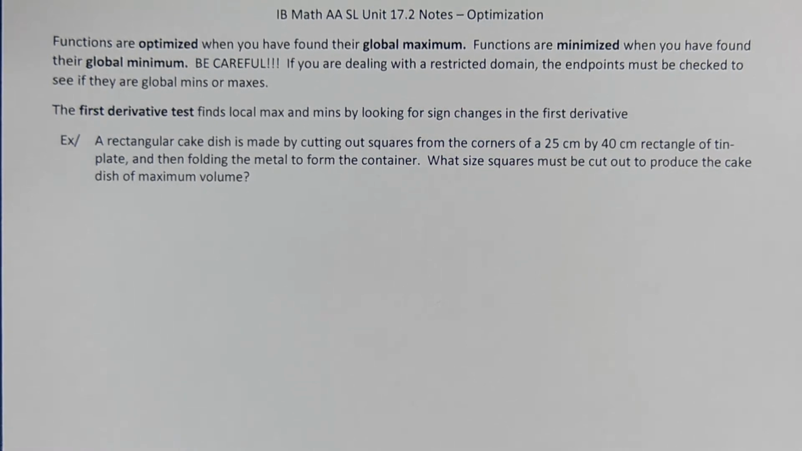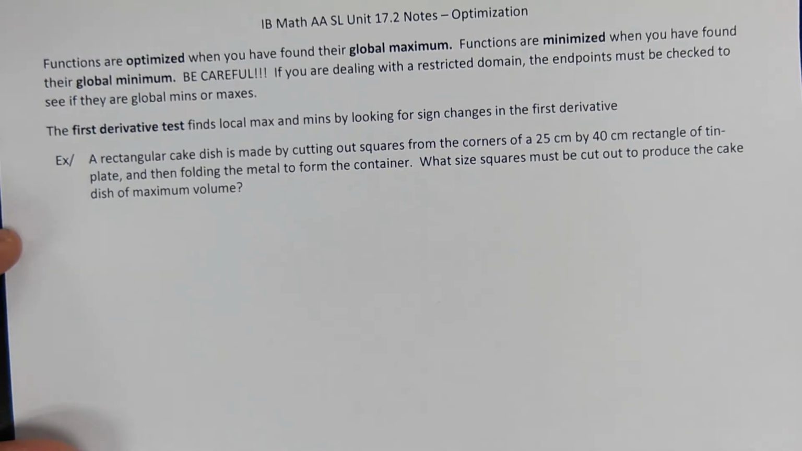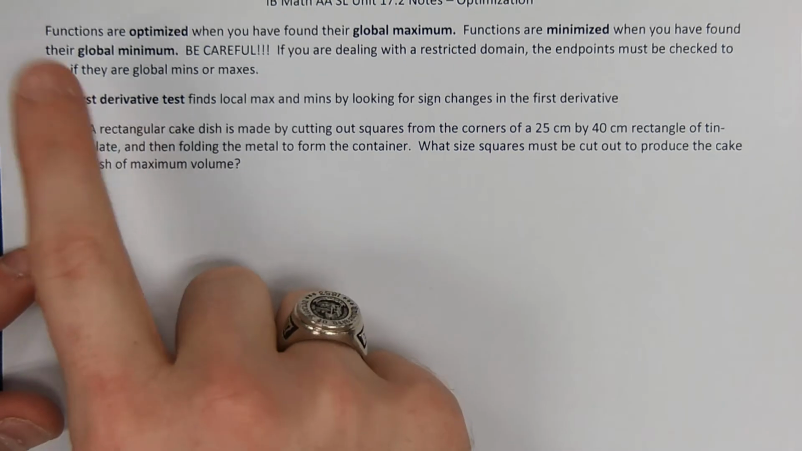All right, so optimization, and like I said before I hit record, I'm going to be looking for global maximums for maximizing, and I'm going to be looking for global minimums when I'm trying to minimize things like cost or the amount of fence that you have to use to enclose a certain area, just things like that. You know how they like to write these word problems. But yeah, first derivative is a pretty big deal.